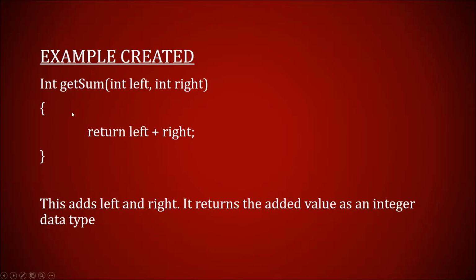So this is actually how GetSum would be written. You would have the function with a return type of integer. You'd have its name as GetSum and the integers left and right that it takes in. And then all it would do is add left plus right. So let's say it passed in 10 and 15. You'd add 10 plus 15 here, and it'd return 25.